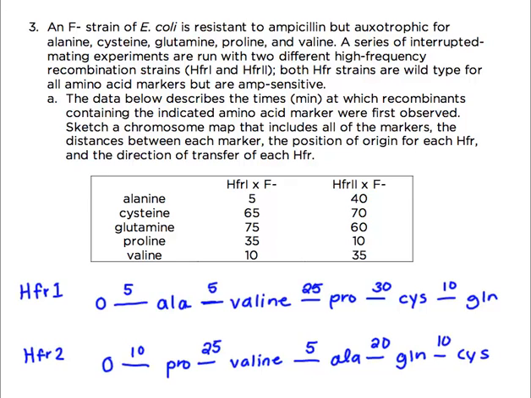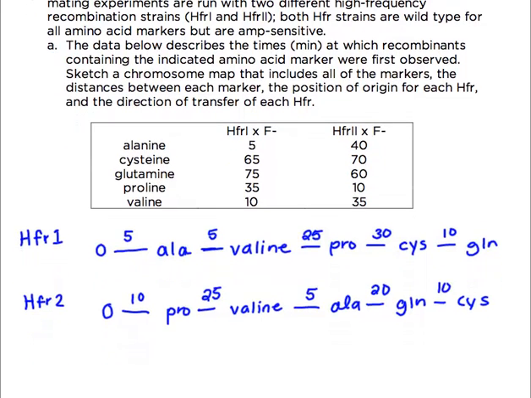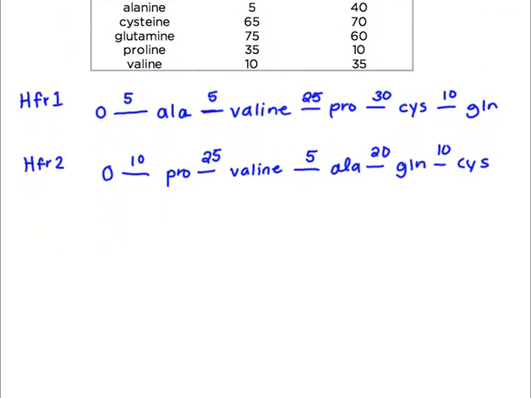So as you can see, the HFR1 goes from alanine, valine, proline, cysteine, glutamine. But if you look, say, at alanine on HFR2, you can see that in order to go in the same order, you would have to go the opposite direction, right? You'd have to go to the left to get valine, proline, and then loop around to get cysteine and glutamine. So it's obvious that the origin of replications for both of these strains are going to have different directional arrowheads to them, right? So let's draw a circular map.